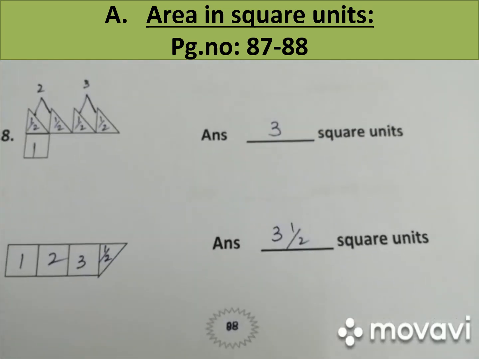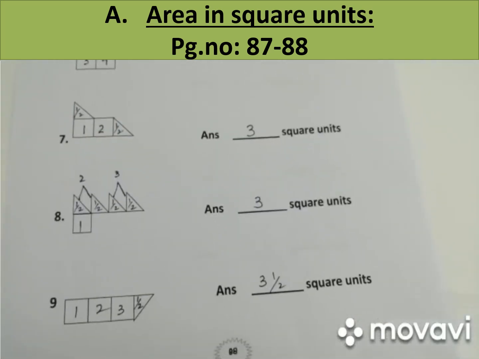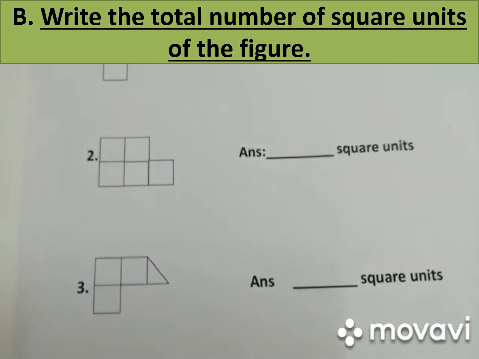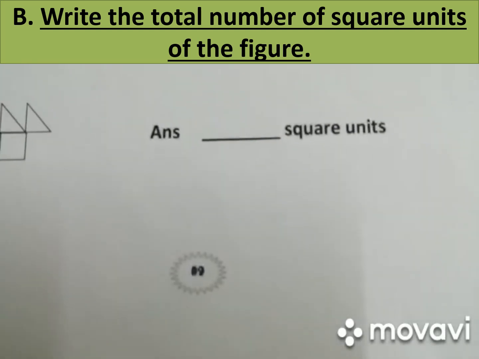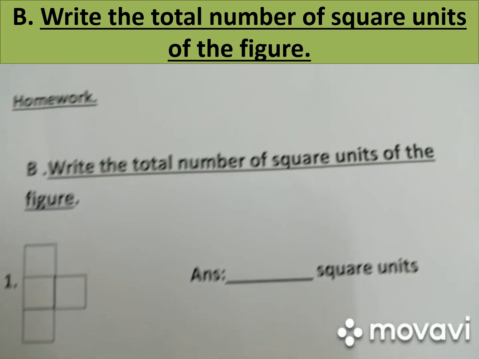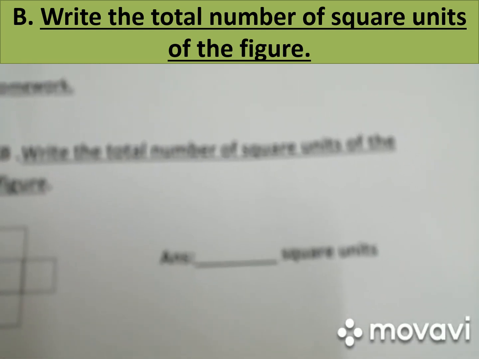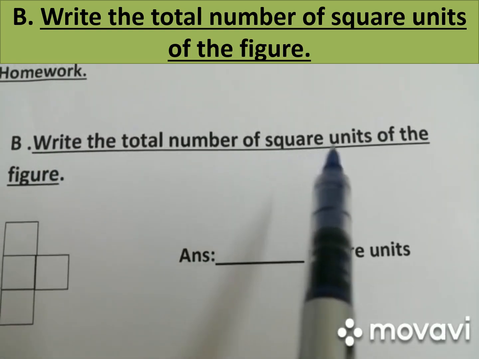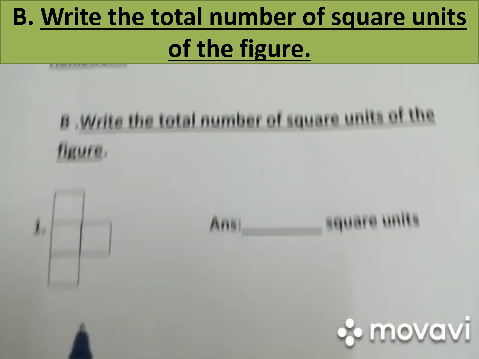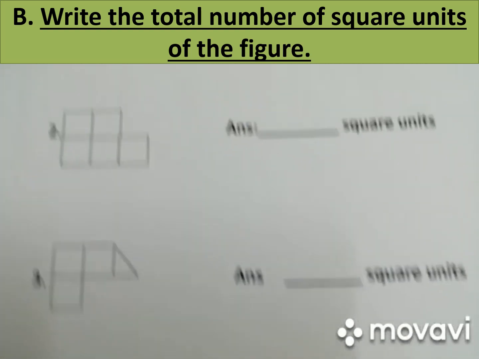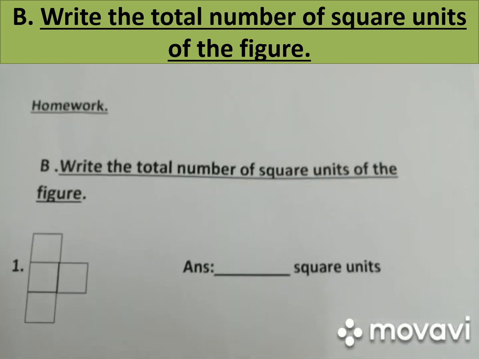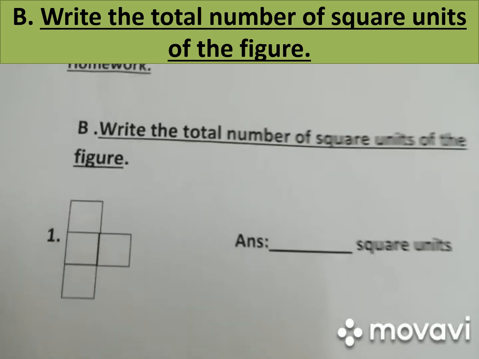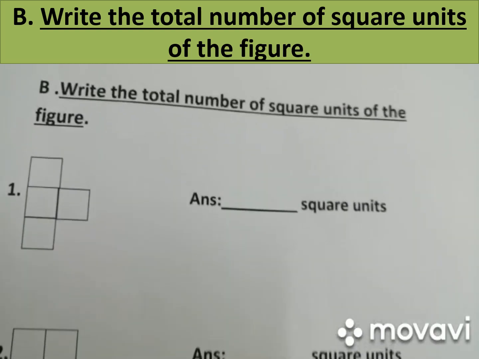Let's do another page. Page number 89. All of you turn to page number 89. Now see, this is page number 89. Okay, let's do it. See what we have to do on this page. Write the total number of square units of the figure. See, here also there are some figures, and again you have to write the total number of square units. Okay, let's do it. See, let's count.